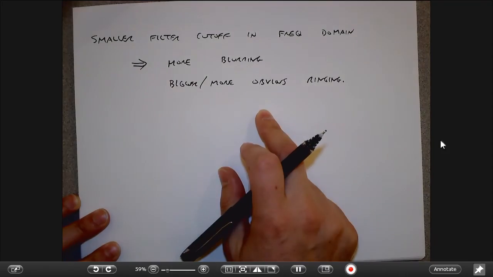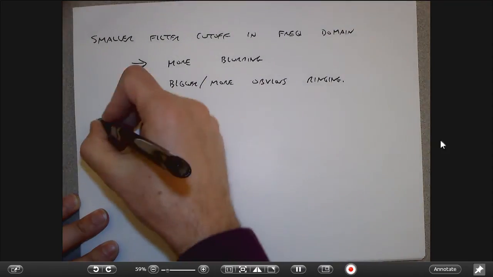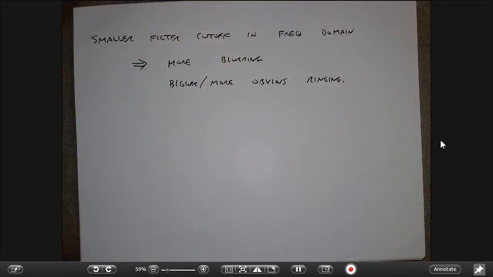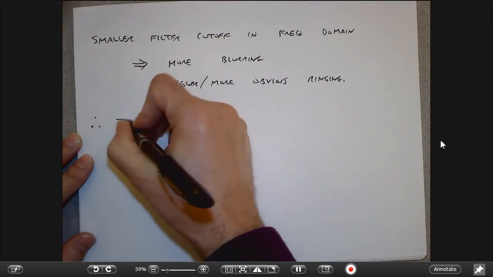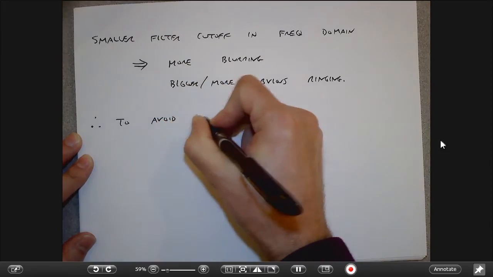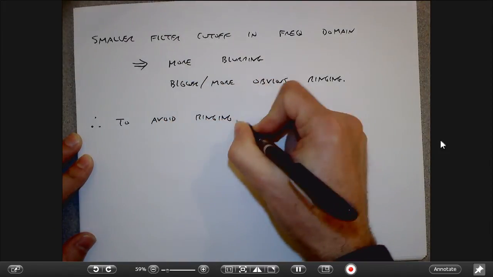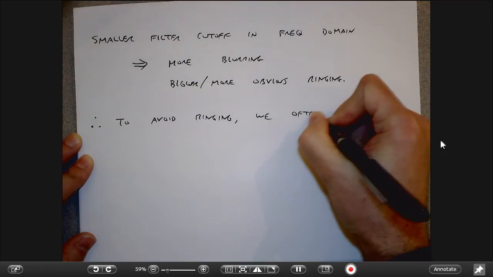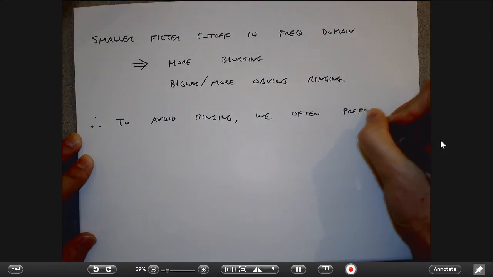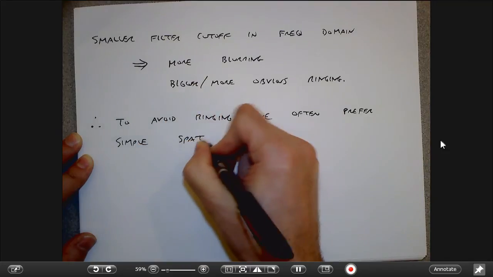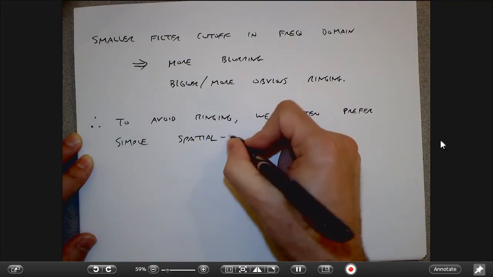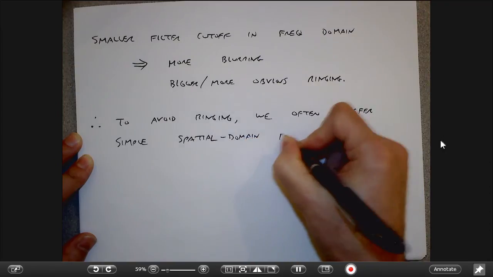So this is the phenomenon that we're seeing. One reason that we don't like frequency domain filtering in general is that it produces these artifacts, right? So to avoid ringing, we often prefer simple spatial domain filters.